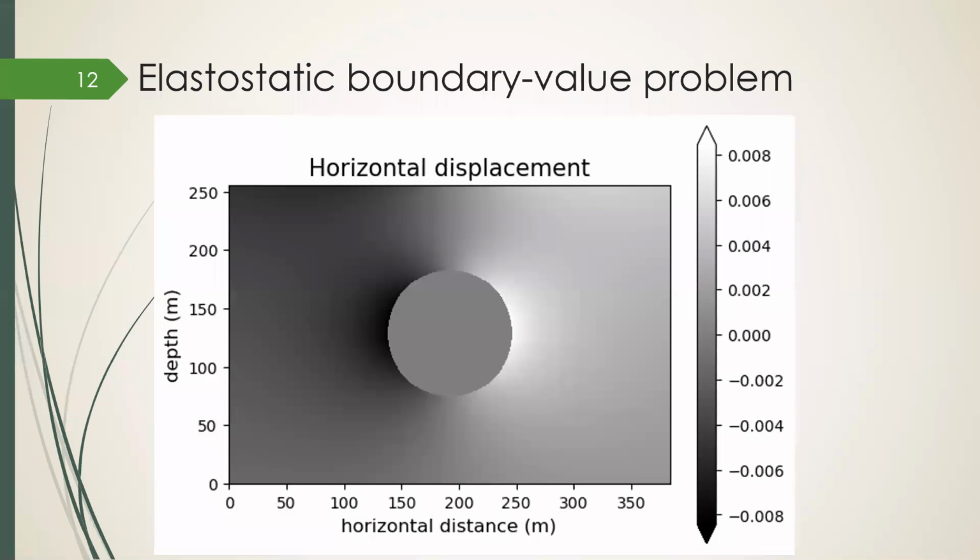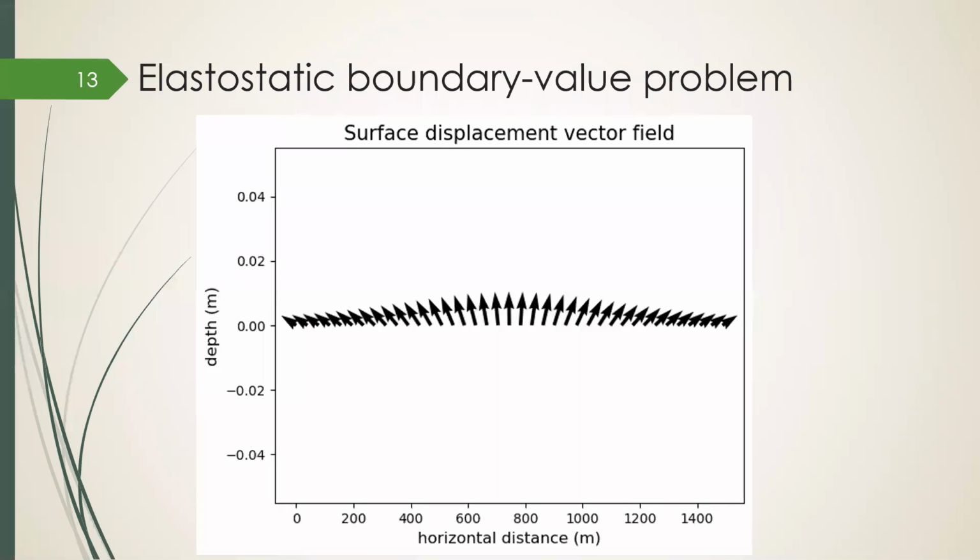Now this is what we get in terms of horizontal displacement. Interesting. So basically, it tells us that on the right side things are moving right, and on the left they're moving left. Well, not surprising, of course. And this is what the actual displacement vectors on the surface look like.